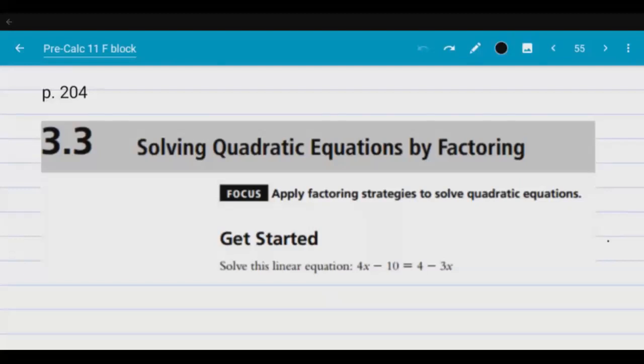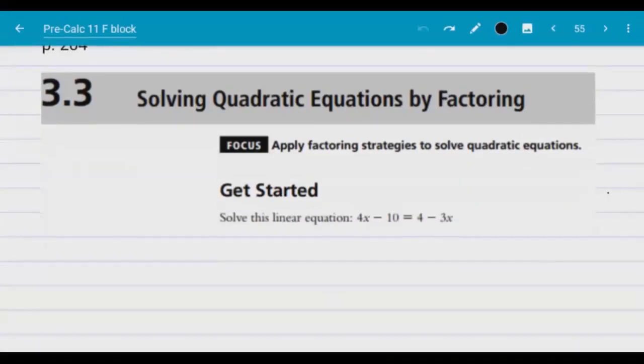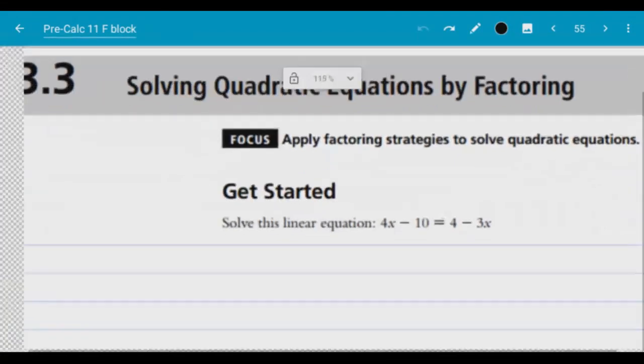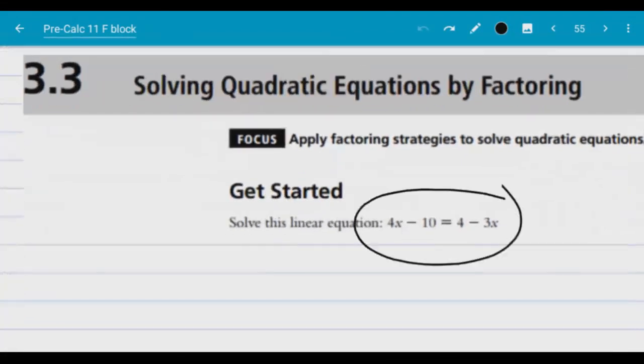Okay, here we go. So we begin by solving a linear equation, and then we will figure out how to solve a quadratic equation. Okay, so let's finish this first. Sort of a review. So how do you solve this one?